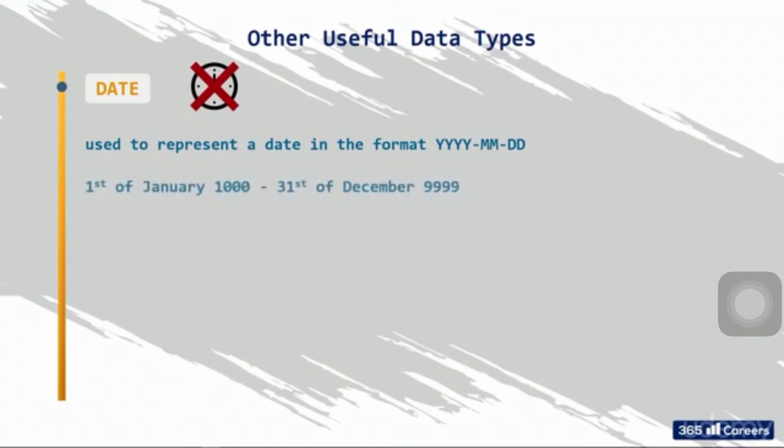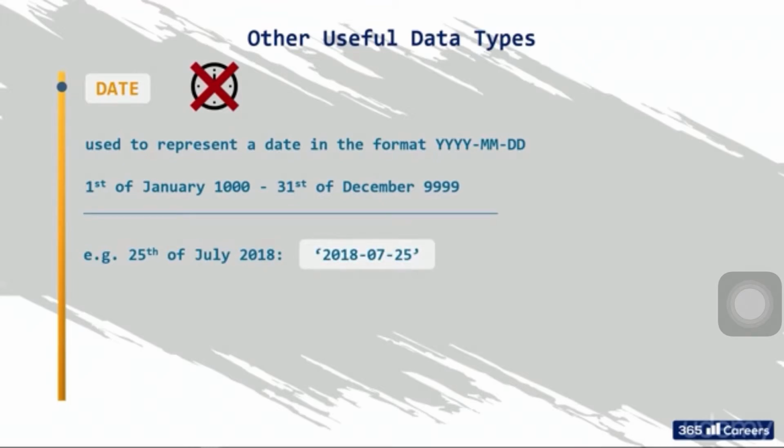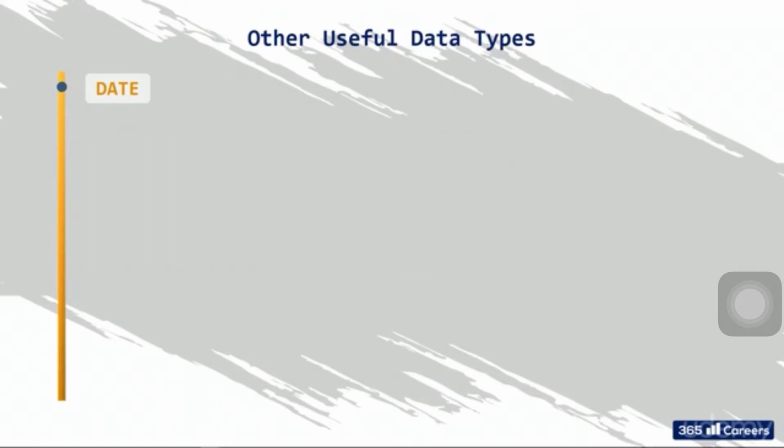It is between the 1st of January 1000 and the 31st of December 9999. It seems that this data type is eternal, doesn't it? For example, we could store the 20th of July 2018 in the date format, and it would look like this: 2018-07-25. If storing the date in a record does not suffice and we must store time as well, we could use datetime.